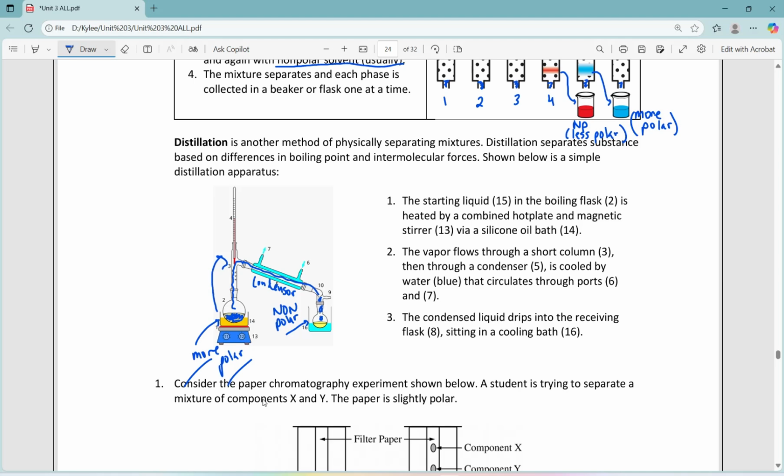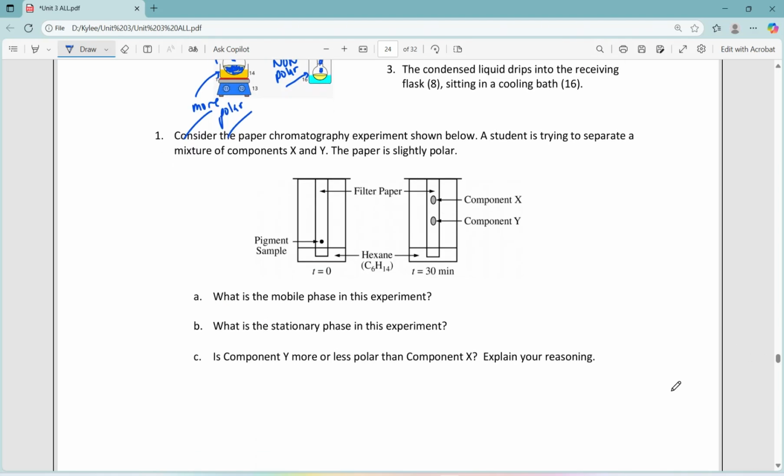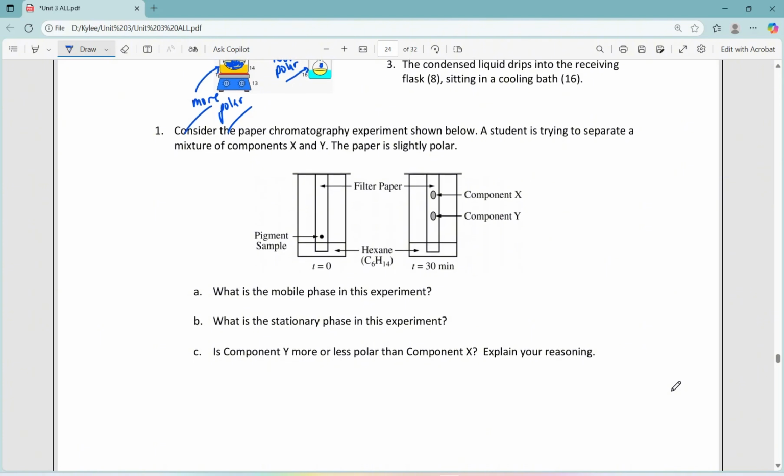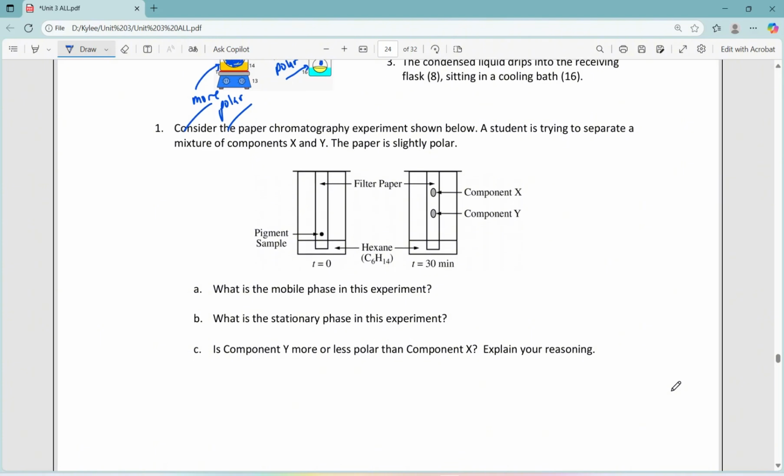So let's look at an example. Consider the paper chromatography experiment shown below. A student is trying to separate a mixture of components of X and Y. The paper is slightly polar. So they're asking us, what is the mobile phase in this? And remember, the mobile phase is whatever our solvent is. And so our solvent, it tells us, is hexane.